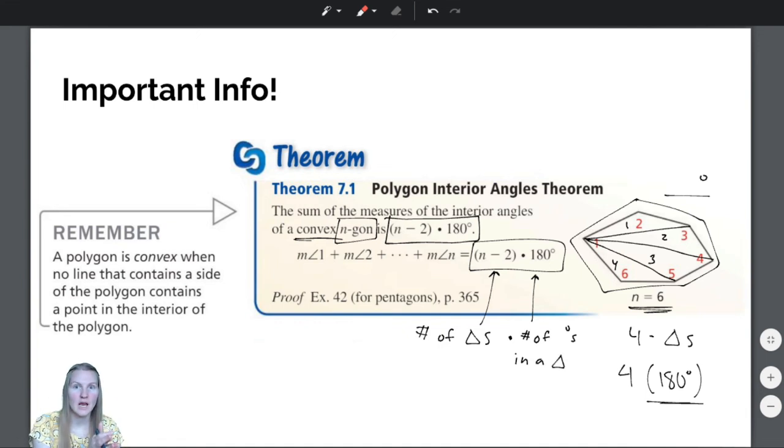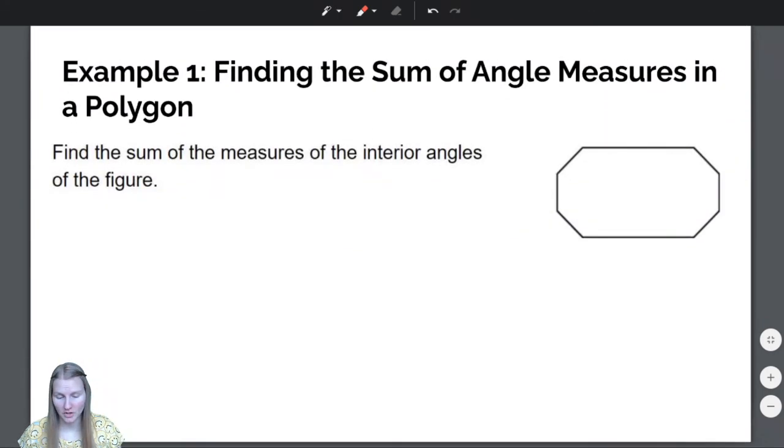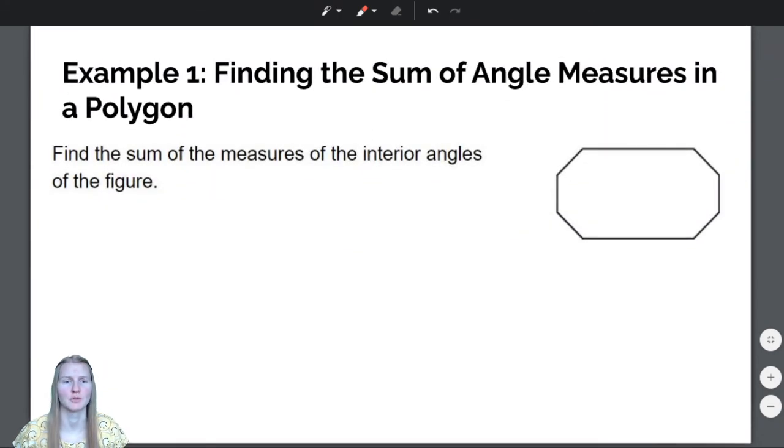How many triangles do we have? They each have 180 degrees. So if we want to know the sum of the measures of the interior angles for any polygon, we just need to take the number of sides minus 2. That's our number of triangles. Number of triangles times 180. So, alrighty. Let's move on to our first example and let's try this out.